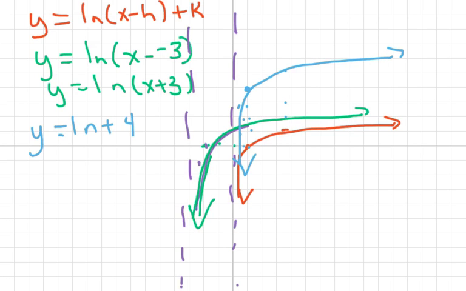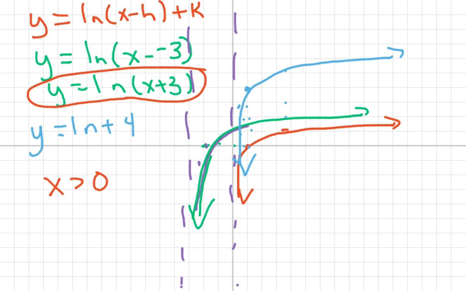It's a vertical shift. When we shifted it over, the domain changed. Before, the domain was x is greater than 0. But now the domain is x is greater than negative 3. And the range stayed the same because it was all real numbers. That's all of this one.